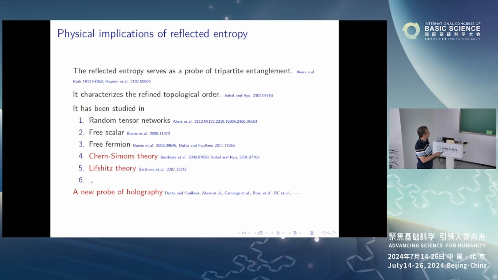It has been studied in various systems, like random tensor networks, free scalar, free fermion, in Chern-Simons theory, in Lifshitz theory, and one can also take it as a new probe of holography. So I will introduce our work in Chern-Simons theory, Lifshitz theory, and in holography.